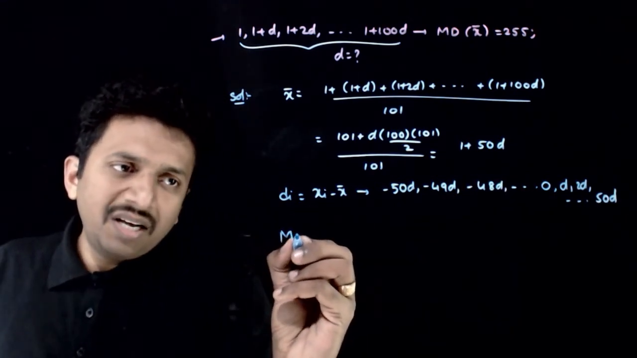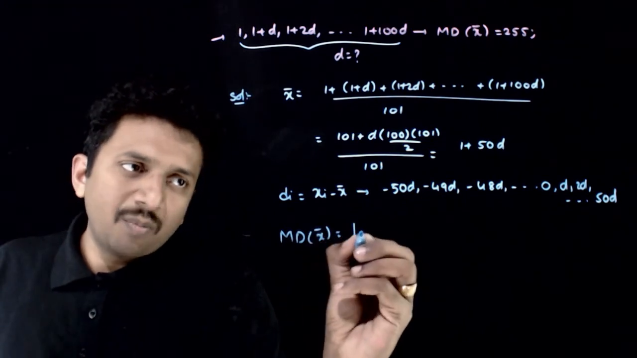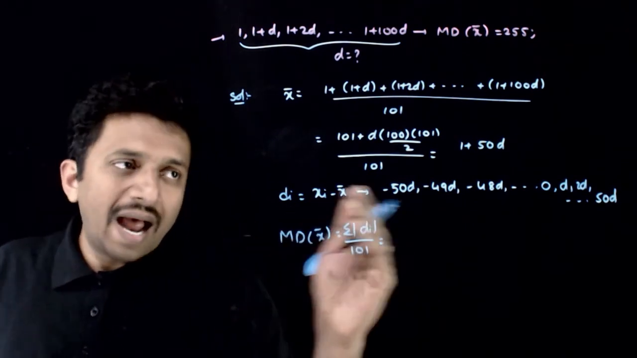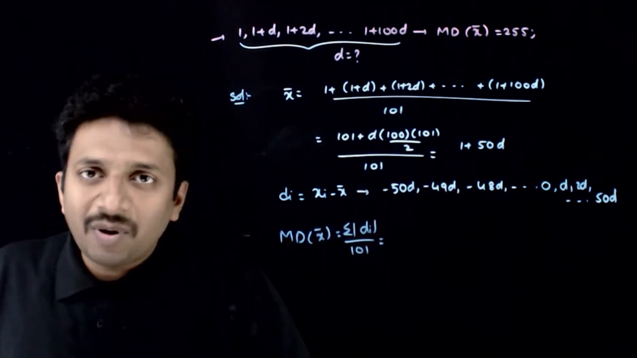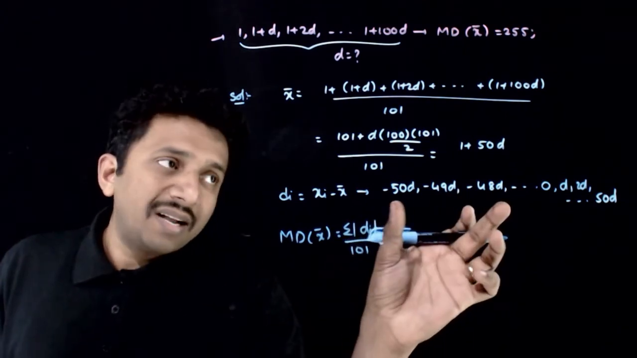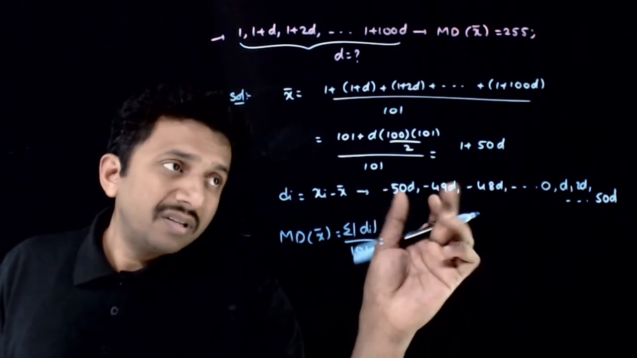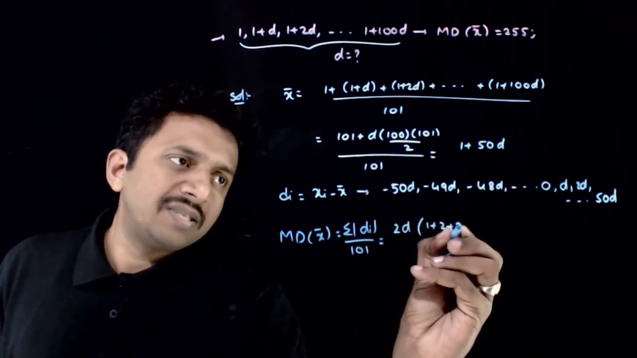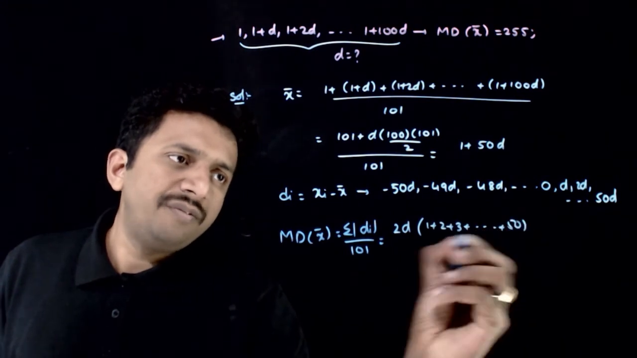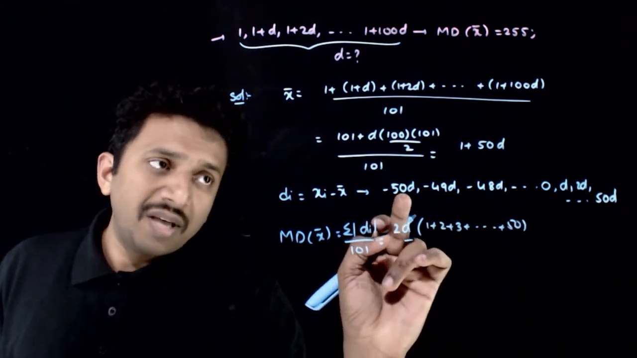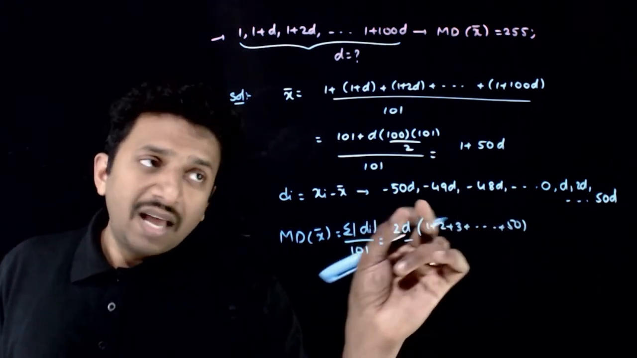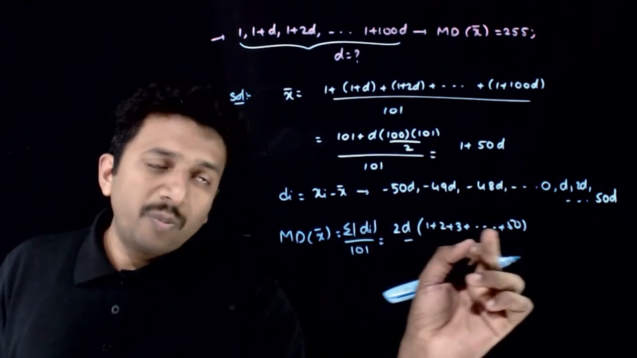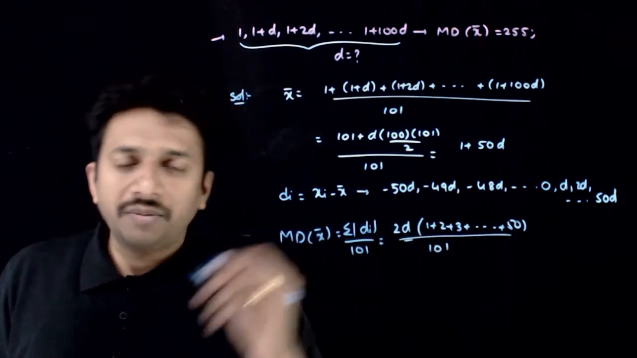So what is mean deviation about mean? It is nothing but the sum of the modulus of di, divided by n, which is 101. So you need to add all these moduluses and divide by 101. If you add all this, by taking modulus, this becomes positive. So this is nothing but d times 2 times (1 plus 2 plus 3 and so on up to 50), right? Because in every term you have d, and 50 is there 2 times, 49 is there 2 times, 48 is there 2 times. So you get 2d times (1 plus 2 plus 3 up to 50) divided by 101.